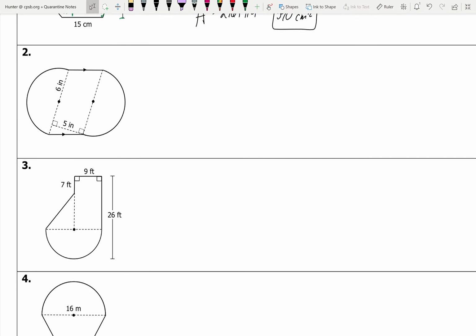Okay, so number 2. I notice that this is a half circle, and then I have another half circle, and 2 halves form a whole circle. So technically we have one entire circle that we could find the area of, and then we also have a parallelogram.